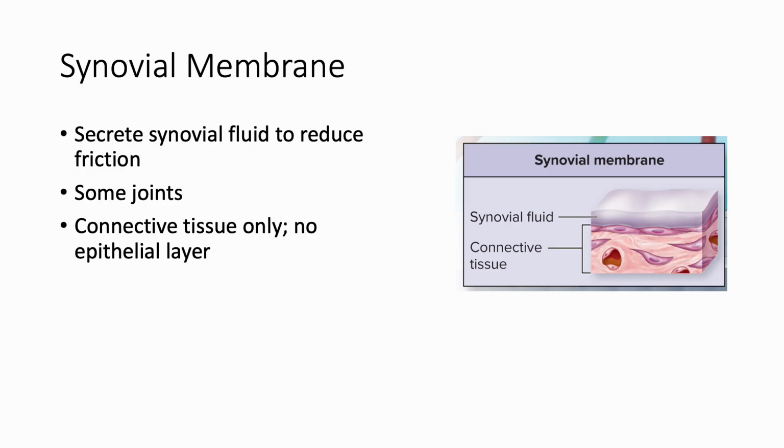Now, synovial membranes are those that are made of connective tissue. They don't have the epithelium component. These are found in some joints, these freely movable joints, or joints that have movement. We'll have a whole lesson when we talk about joints, and some of the joints will be synovial, so we'll talk more specifically about how these membranes work in these joints. But essentially, their job is to produce synovial fluid. We don't want friction between bones in our joints, so it's going to prevent that from happening.